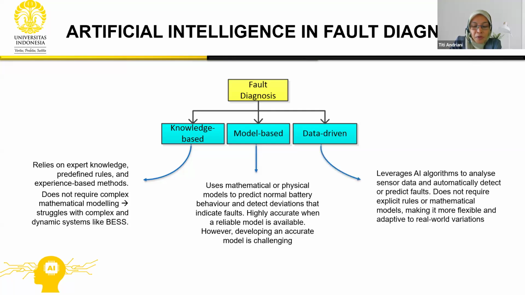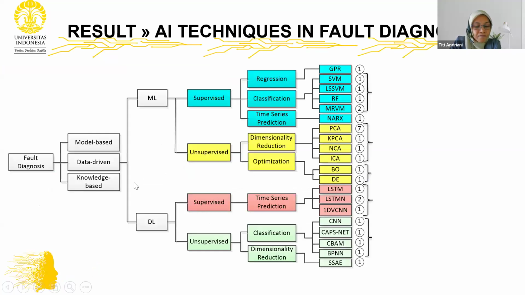Unlike knowledge-based or model-based approaches, data-driven fault diagnosis leverages AI algorithms to analyze sensor data and automatically detect or predict faults. By using AI-driven anomaly detection, this approach identifies hidden patterns that traditional methods might miss. Various AI techniques have been implemented to improve fault diagnosis in BESS.